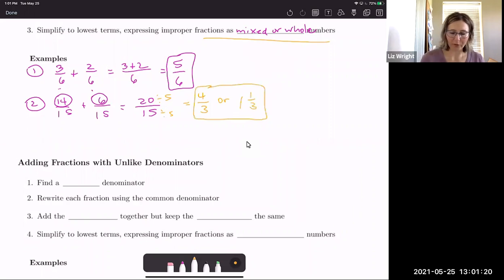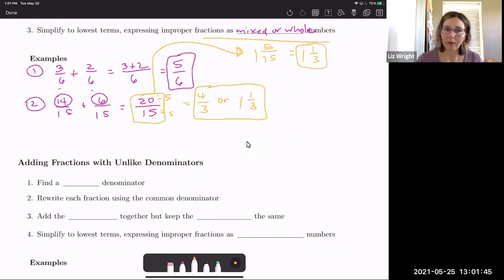And I want to pause just for a second because I have had students ask me before if we can write it as a mixed number at that step. And we absolutely can. Like if you wanted to write it as a mixed number at that step, we would say, well, 15 will go into 20 one time with 5 left over. So it'd be 1 5/15. And then we would just reduce that. And that again would be 1 1/3. So we still get the same answer. So your choice about that.